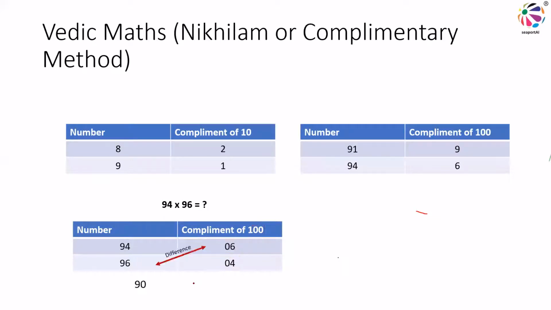Now what do I do? Difference of 96 and 6. I can either do it this way or this way. Both will give me the same answer. Clear? Then what do I do? Then you multiply. What is the answer? 9024.